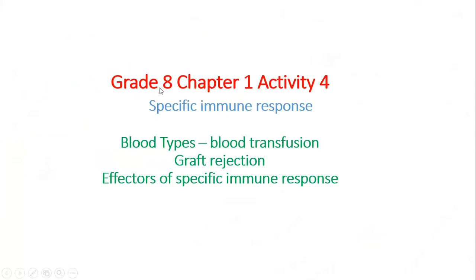Today we will continue to explain for grade 8, chapter 1, activity 4, the specific immune response. We will explain the blood types, blood transfusion, graft rejection, effectors of specific immune response.